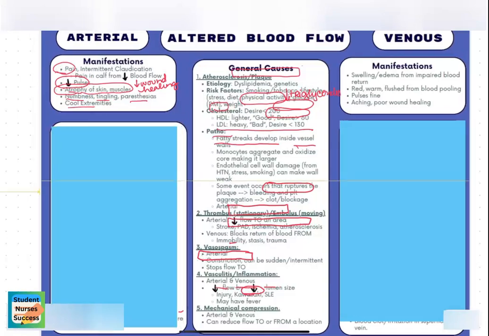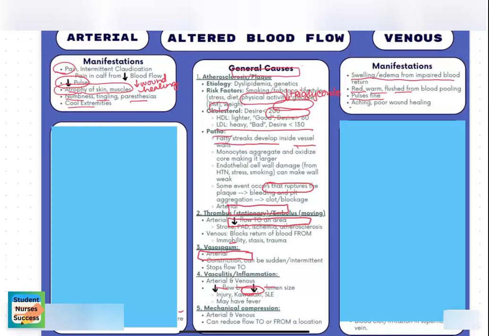Now, venous symptoms are different. And if you think about it, the issue with venous symptoms has to do with the backup of blood. So we will start to see swelling and edema from the impaired blood return. The skin and the tissue will look red, warm, and flushed because blood is pooling in that area and not returning back to the heart. And that's different from arterial, where you start to see cool extremities and paleness. Pulses will be fine with venous problems because blood going to the area is not the issue. It's the blood returning from the area.